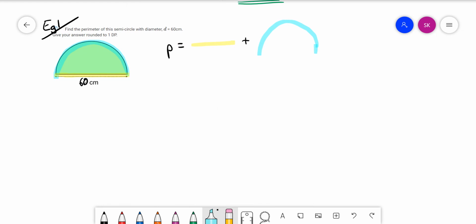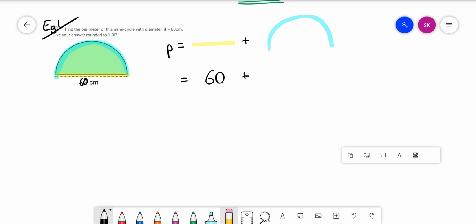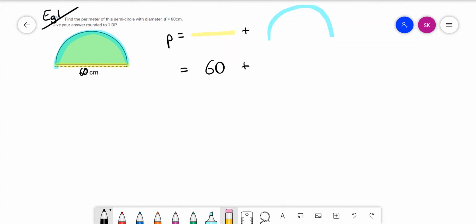It's not a great diagram. There we go. So what is the length of the straight bit? I can see straight away the diameter is 60, so that's that. Now how do I find the length of the blue arc? We go back to the strategy that we wrote down at the beginning of the lesson. It is the fraction of the full circumference that we're dealing with. Because this is a semicircle, it's half of a circle. So I'm doing half of the full circumference.